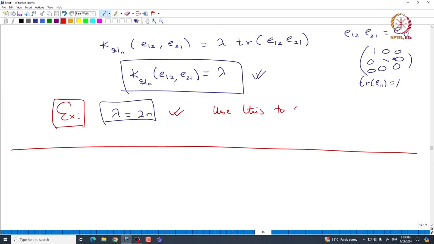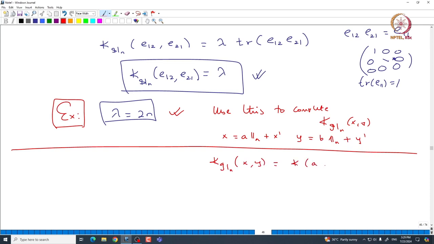Use this to compute the kappa of GLN for general x comma y. You have to write x and y as a sum of elements from the basis that you get from SLN, and adding the identity. Then it will become clear what it will be. For example, x you write as A times the identity matrix plus some x dash that comes from SLN, and y you write as B times the identity matrix plus y dash. Then the kappa of GLN of x comma y is, using the linearity, exactly kappa of identity times identity.